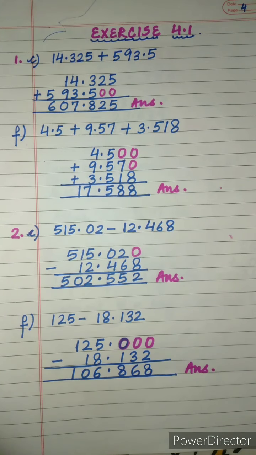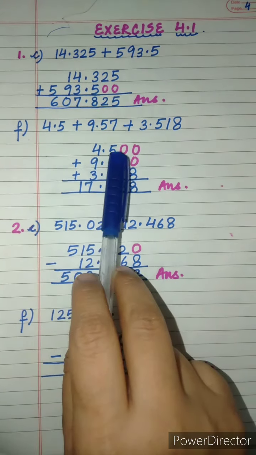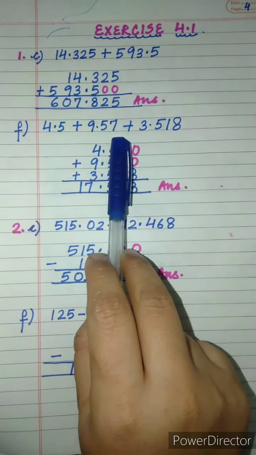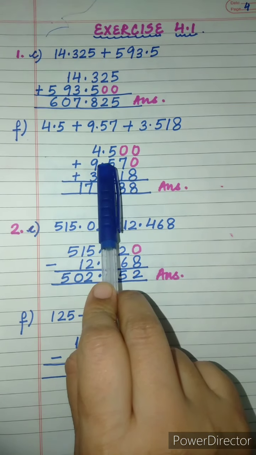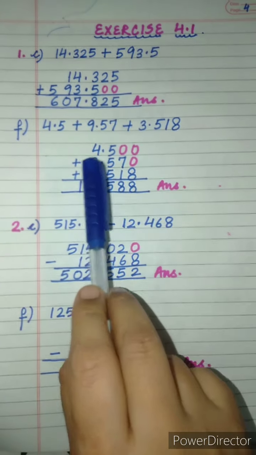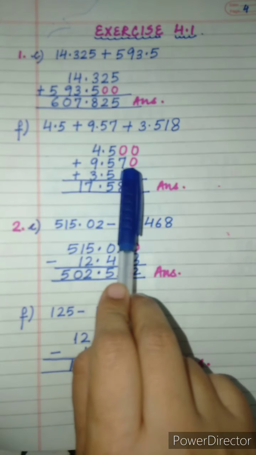5 plus 0 is 5, 2 plus 0 is 2, 5 plus 3 is 8, 4 plus 3 is 7, 9 plus 1 is 10 and 5 plus 1 is 6. Now see the next one, part 4.5. So we have written 4.5. Then we have 9.57. We'll write the point here and 9 on the left and 5 7 on the right.